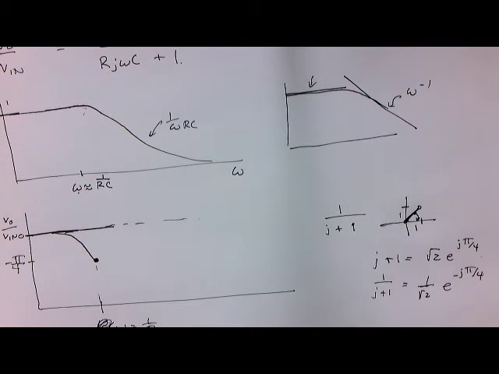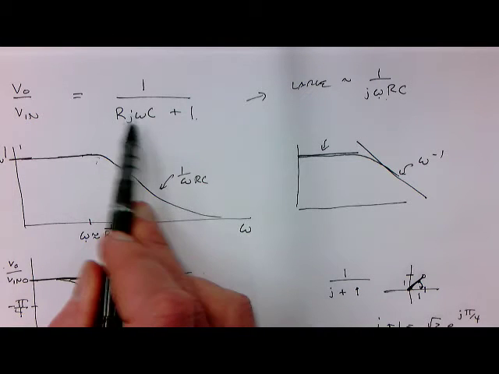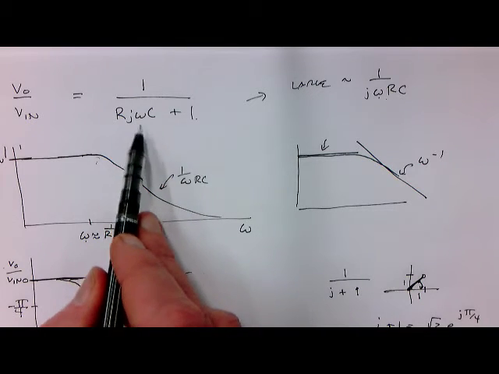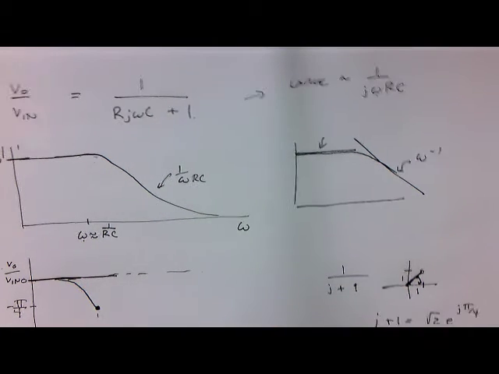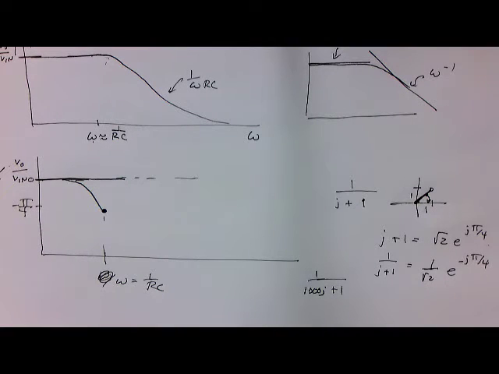And what happens as omega gets really large? Well, if I come back up here to this expression, when omega is large, I have a big number times j plus 1. So I basically have 1 over j, 1 over a big j. So what's the phase at that point? So the phase of 1 over 10,000 j plus 1 is what?